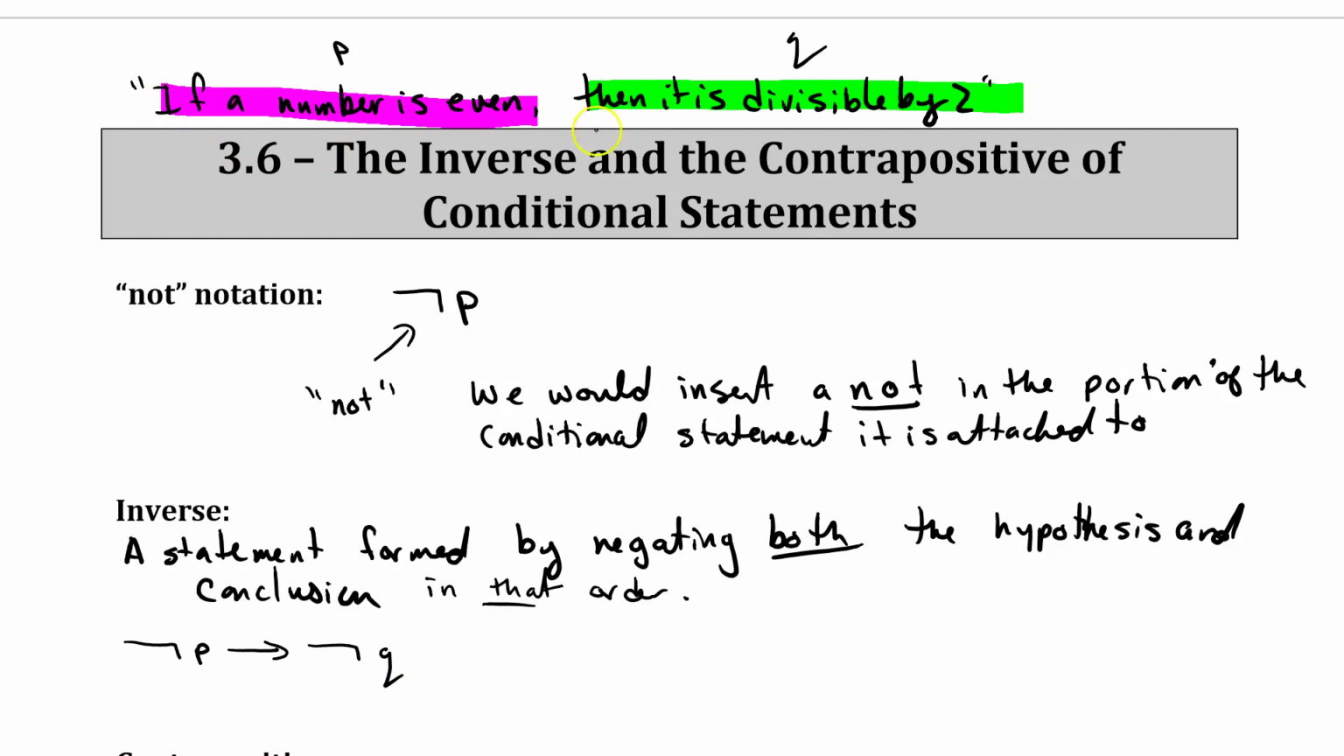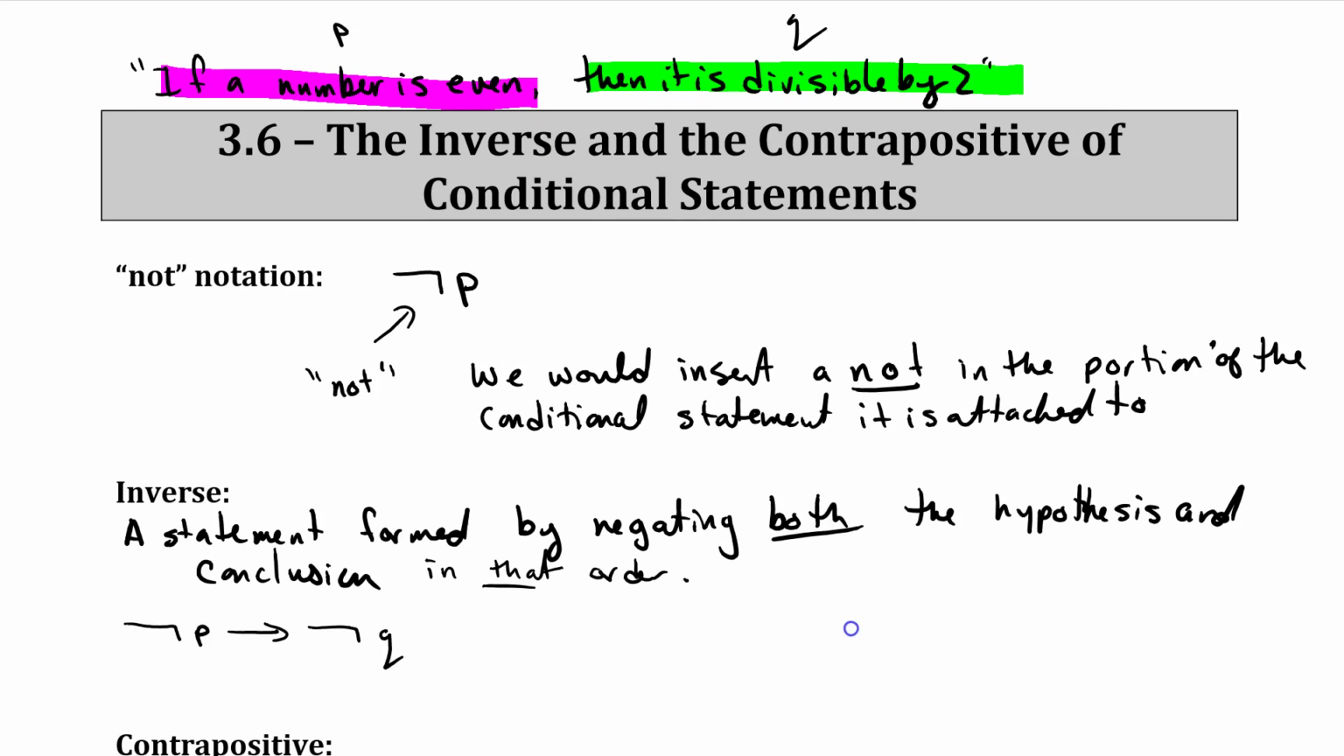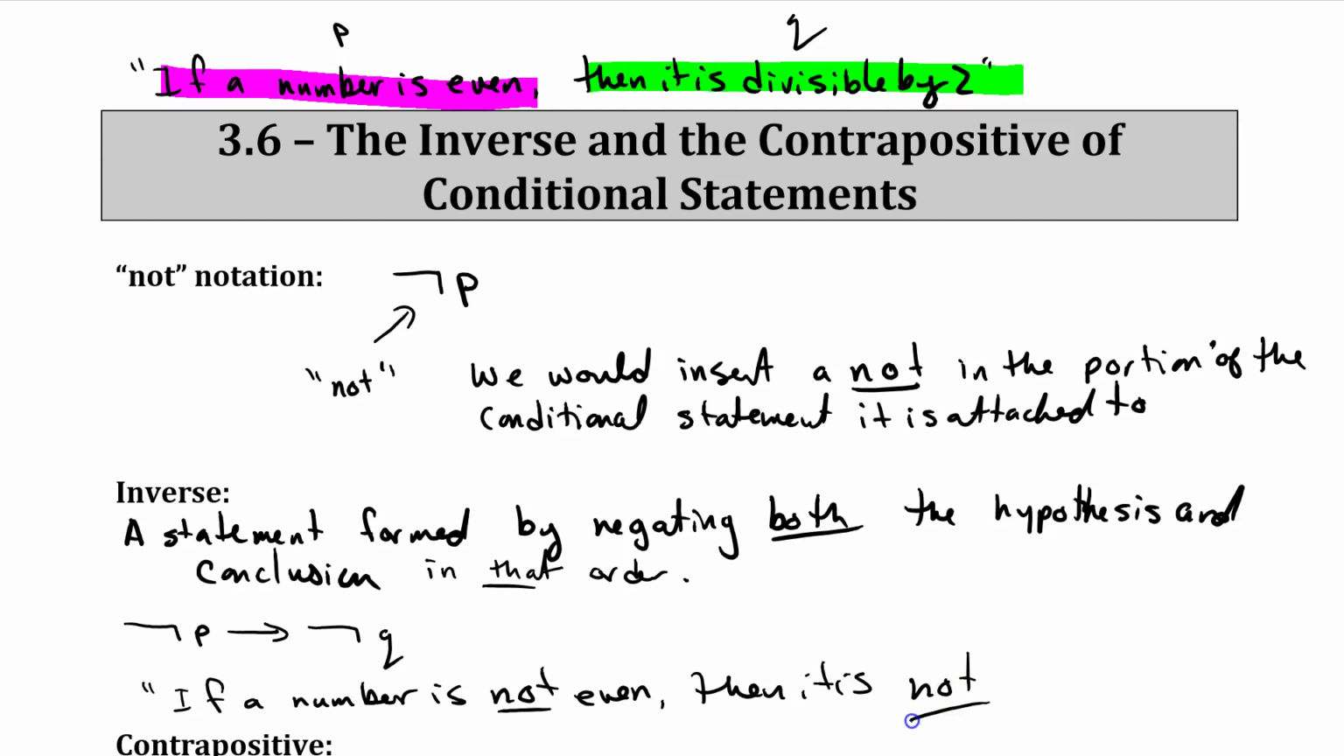So in this example here, if this is our original conditional statement, if a number is even, then it is divisible by 2, the inverse of that statement would be: if a number is not even, then it is not divisible by 2.